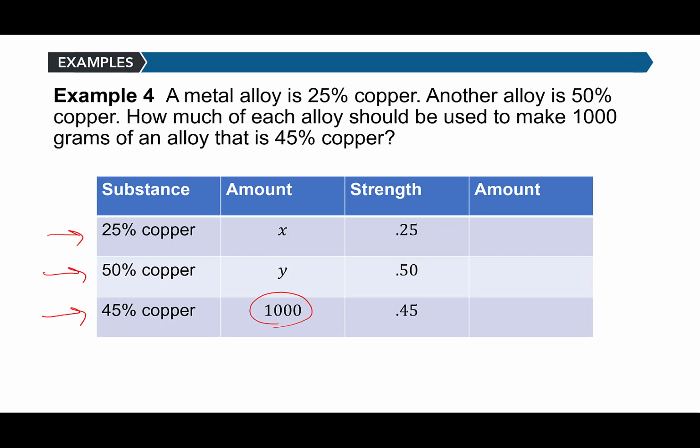To compare these, we have to look at the amount of pure copper in each of those substances. So this is where we write our strength. We have a percentage that we convert to a decimal, which will be 0.25, 0.50, and 0.45. Then we multiply the strength and the amount together to get the amount of pure copper. So this last column is really the pure copper. We would have 0.25 times X, 0.50 times Y, and then 0.45 times 1,000, which we can simplify to 450.